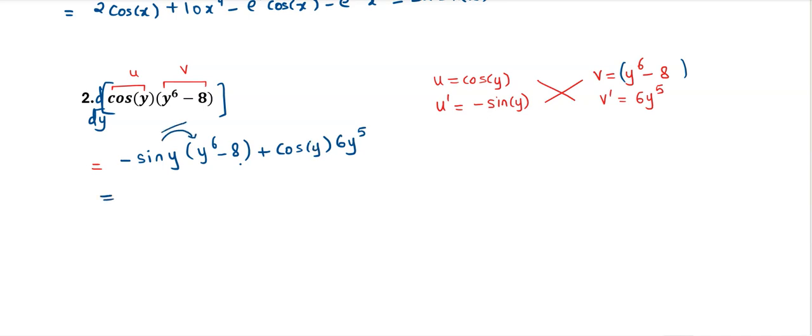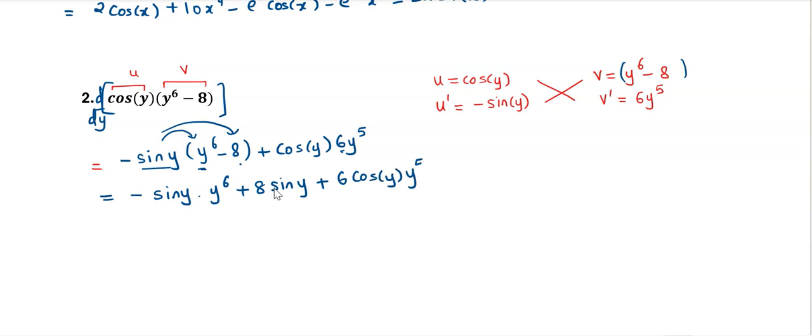Then multiply. Now check. Here sine of y together is one term, and this y power 6 is different. You cannot multiply this y with y power 6. So you will be writing sine of y times y power 6. Don't make it y power 7, okay? And minus minus becomes plus 8 sine of y plus. It's always good to write the number at the front, so 6 cosine of y times y power 5.